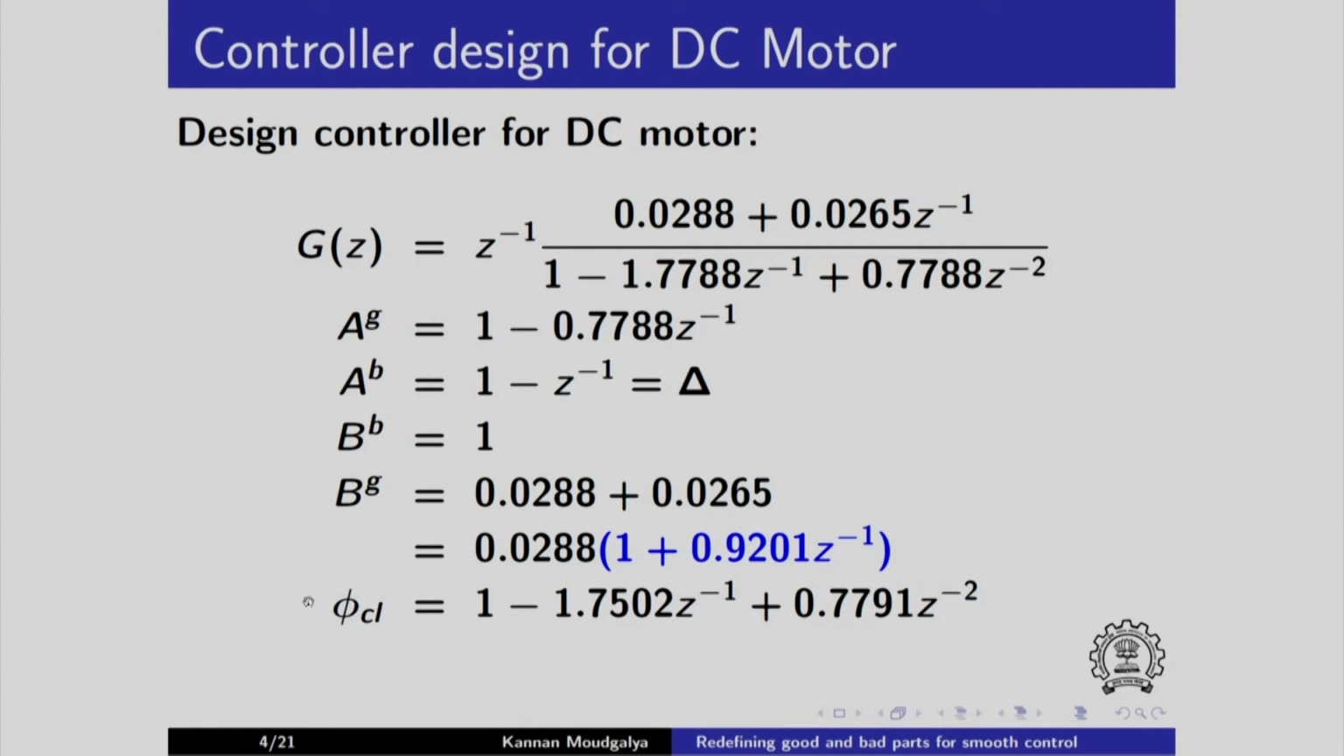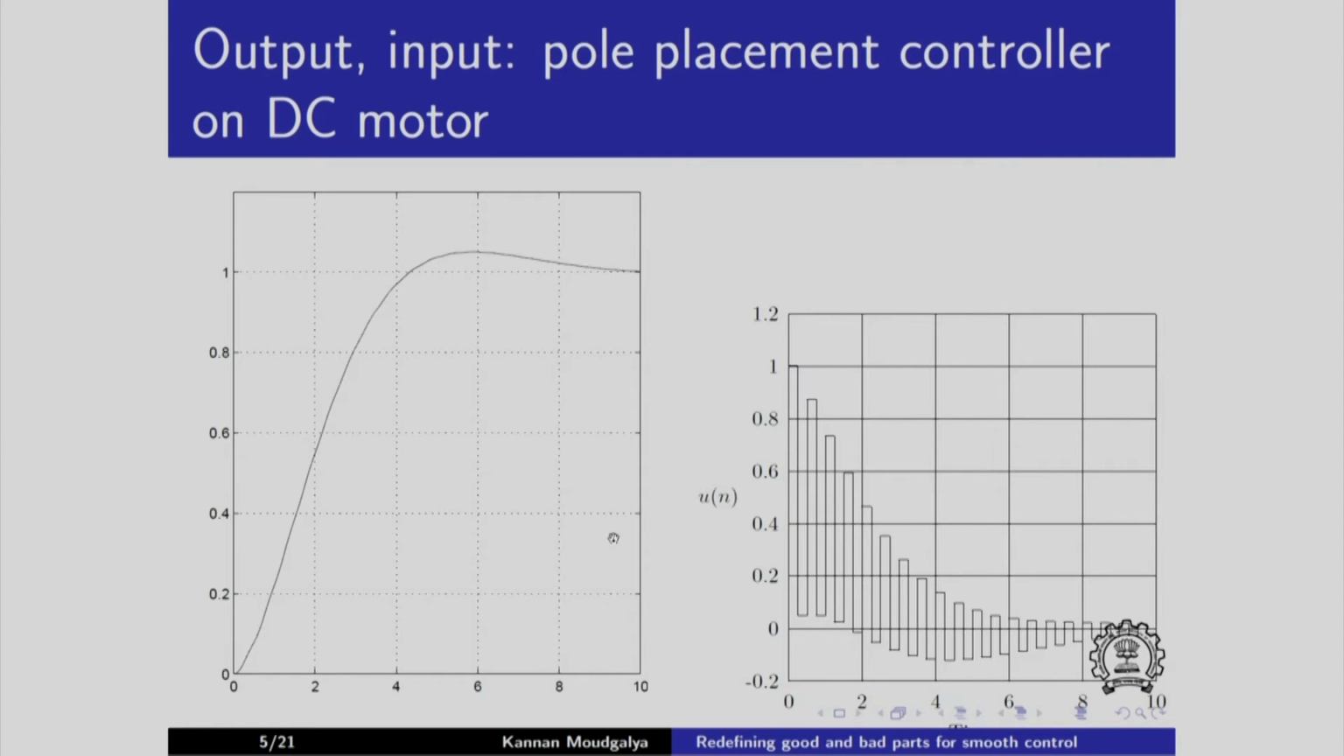So here is the characteristic polynomial for the step response requirement. When I solve Aryabhata's identity, I get this R1 and S1. When I simulate with this controller, I get a lot of oscillations. Plant output is on the left hand side. It is fairly smooth, but the control effort changes rapidly, and this cannot be implemented in reality. It will result in wear and tear of the control valve.